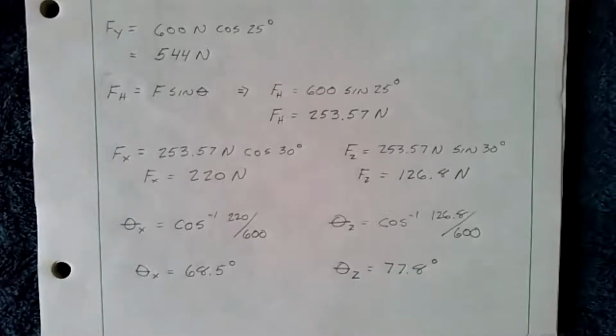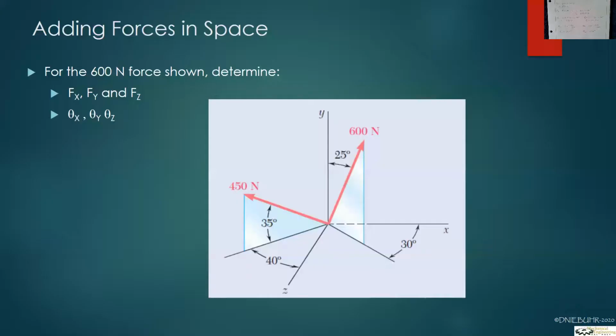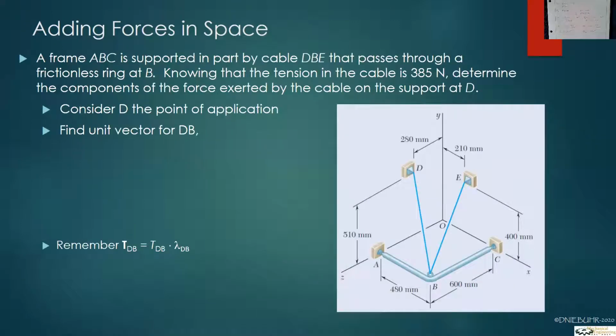So going back, here's our example. So kind of got ahead of myself. Now here's another example. This is adding forces in space. And so now this is where we're going to start. This is where we're going to actually take a known system and we're going to use the fact that we know a scalar value, in this case DB, and we're going to convert that scalar 385 newtons to what the vector DB would look like.